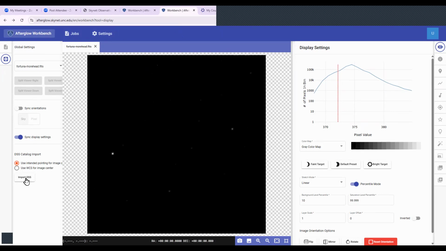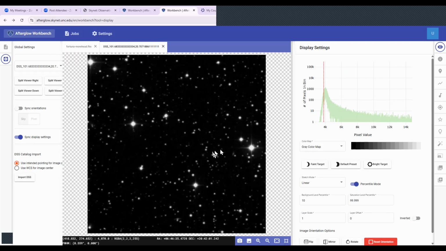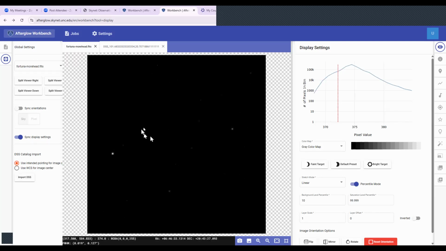DSS stands for digital sky survey, I think; I forgot the exact designation. When you click on that, it uploads the same area that this picture was taken of. It brings the same area you had on this picture, though it might be slightly different in this case.